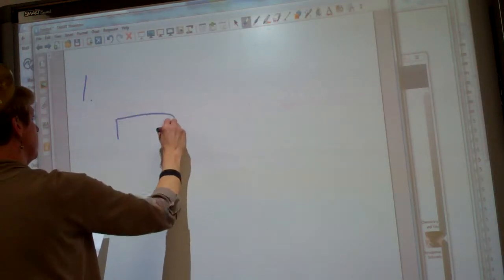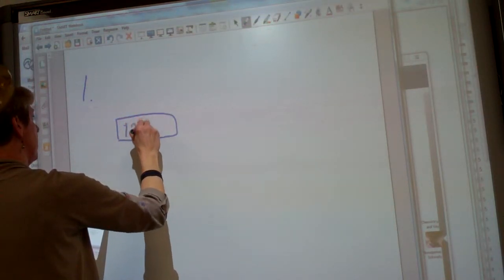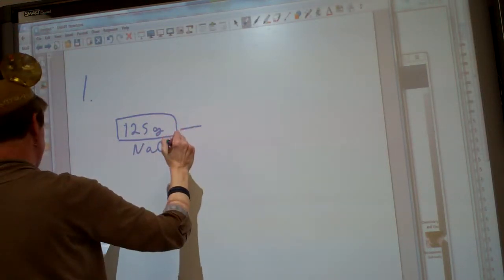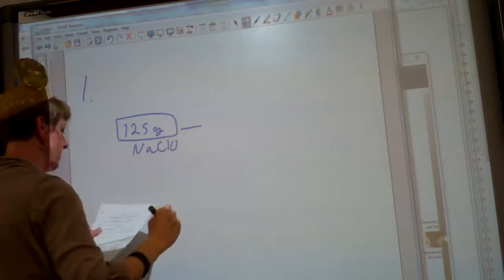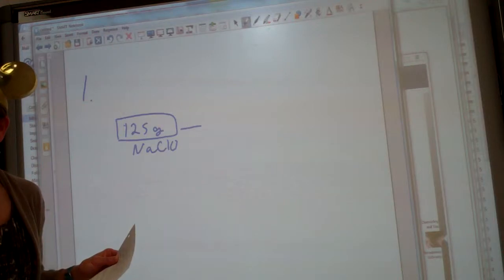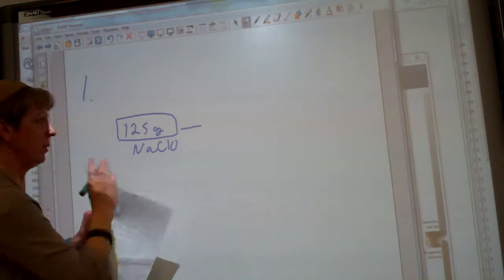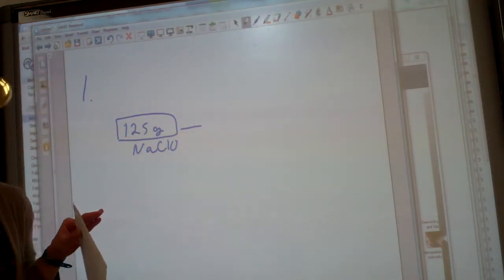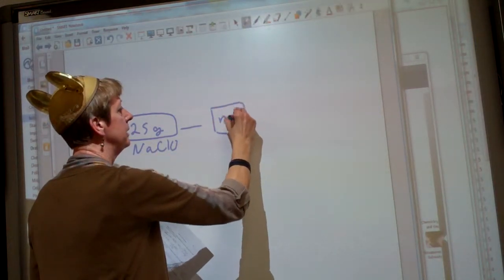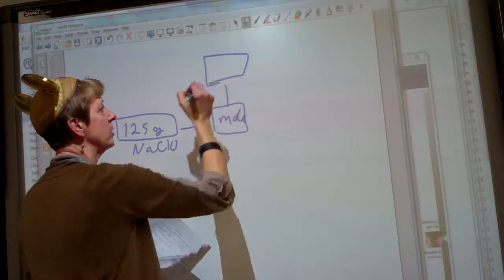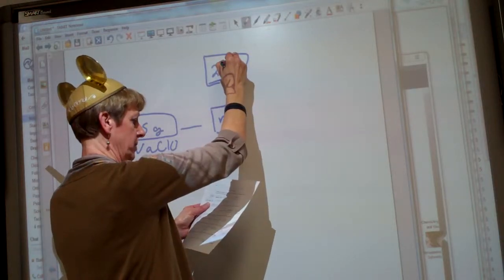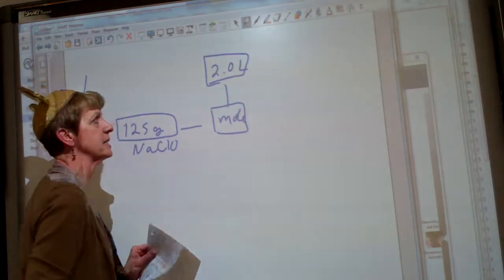Because we want to know. Here's the box. It says I have 125 grams of my bleach. That's the formula for bleach. And it says what's the molarity if I have 2 liters. Okay, well, what's my boxes? Let's get boxes first. I have grams to moles and up to liters. Okay? And what goes in the liter box? 2.0, right? Wasn't it 2.0? So we keep track of our sig figs.